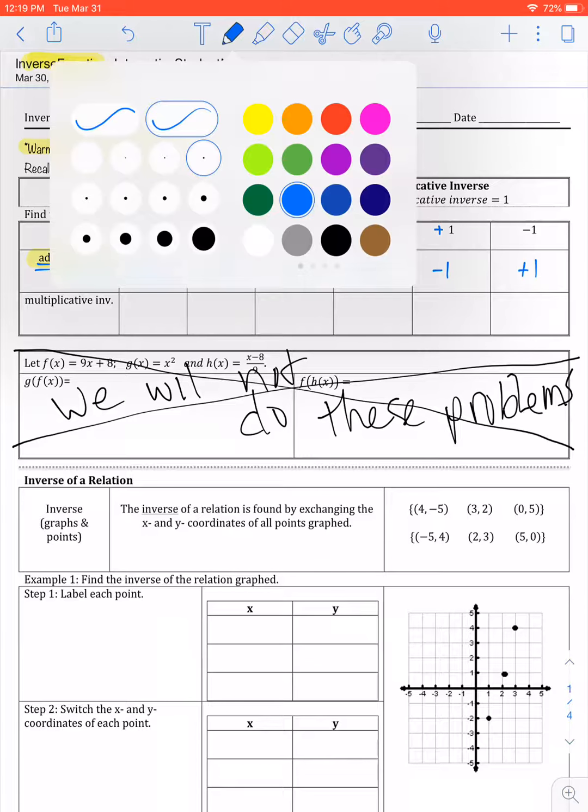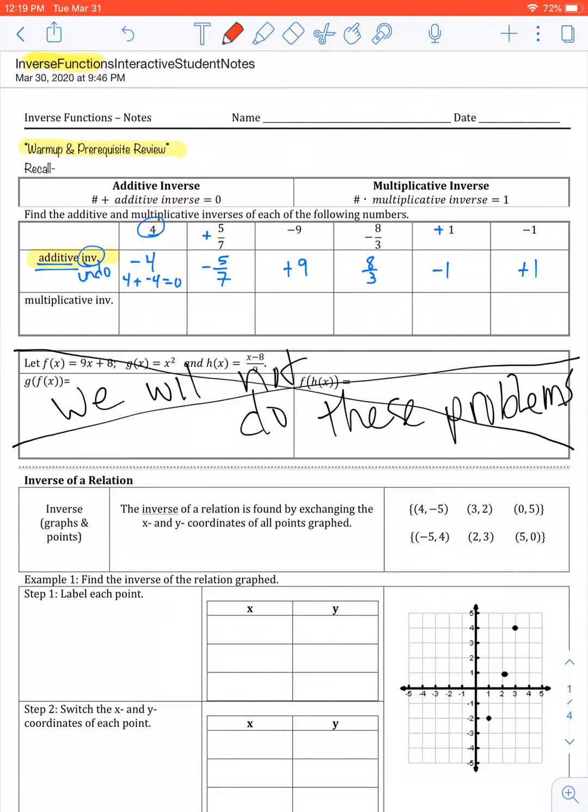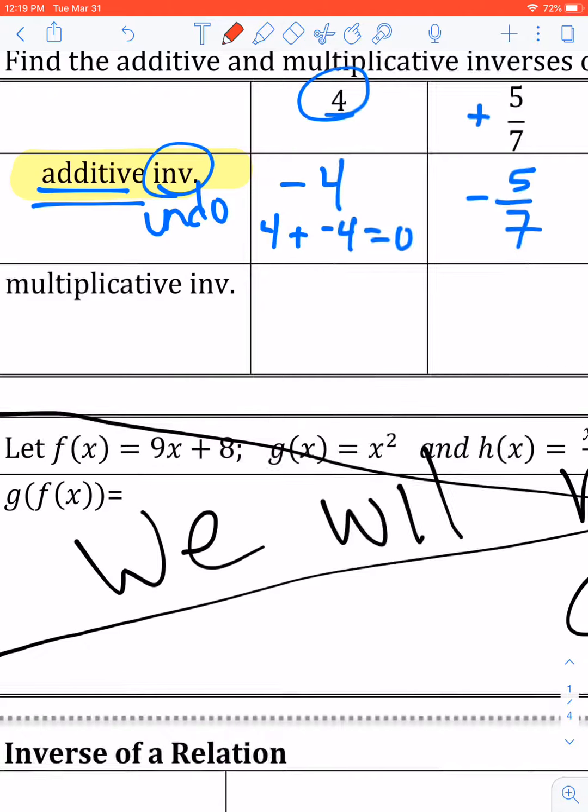Let's talk about what it means to be a multiplicative inverse. If you had 4x equals something, wouldn't you undo it by dividing by 4? Dividing by 4 is the same as multiplying by 1/4. So 4 times 1/4 gives me 4/4, which is 1, and that's the multiplicative identity.